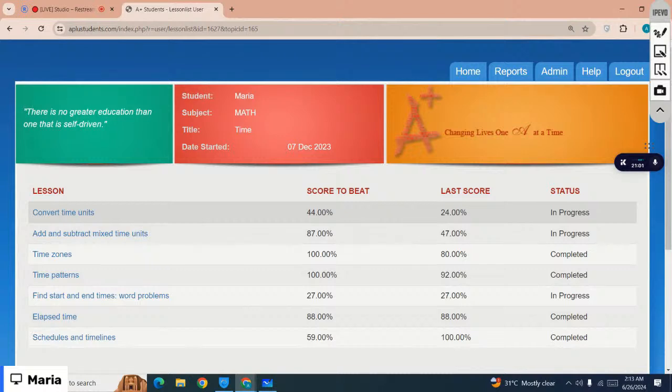The next lesson is find start and end time word problems. Let's just start with the lesson.